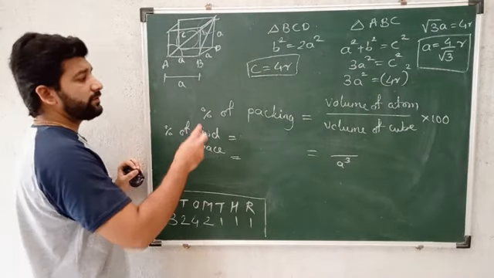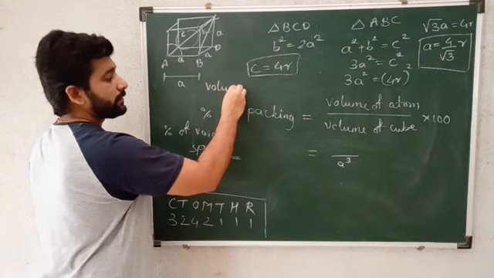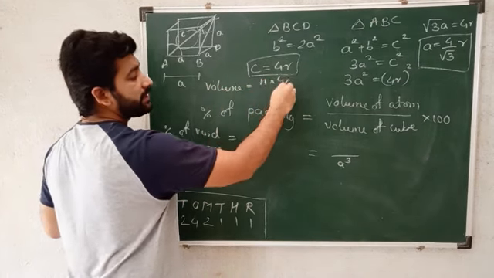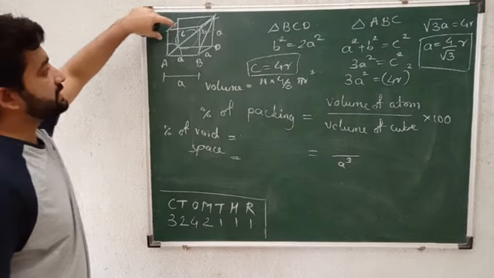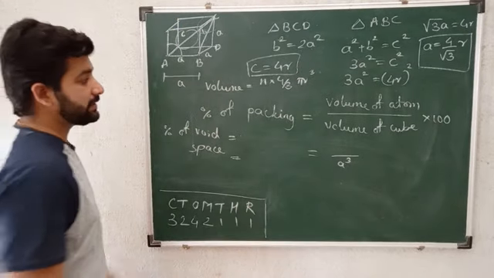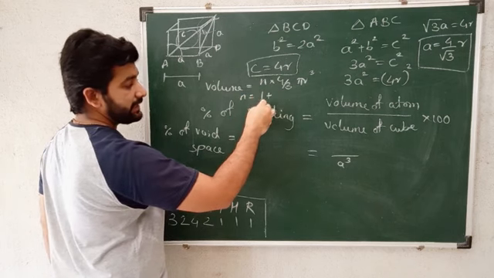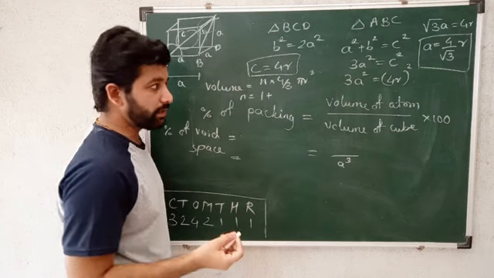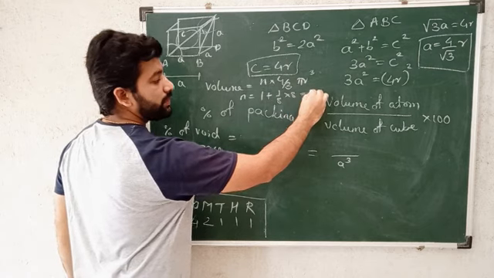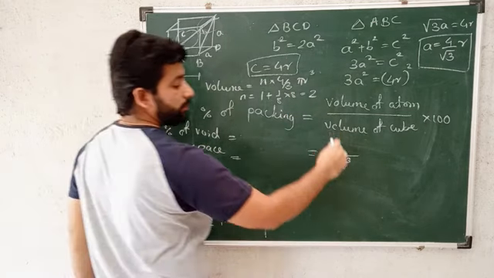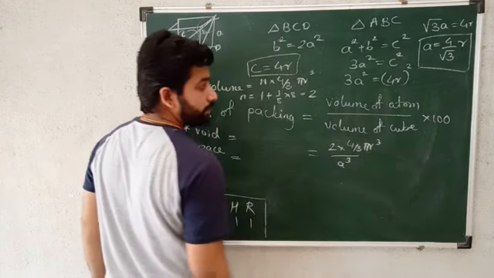To find the volume of atoms, we know that the volume of atoms is equal to n into 4 by 3 pi r cube, and n is the total number of atoms. In BCC, one whole atom is present at the center, and 1/8 atom at each corner. So 1 by 8 into 8 is equal to 1, and the whole term turns out to be 2. So the volume of atoms will be 2 into 4 by 3 pi r cube.